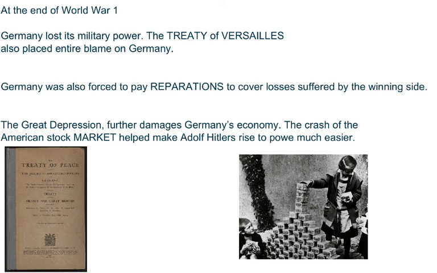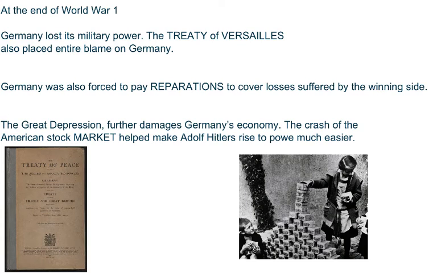Unfortunately, after World War I, the stock market crashed and the Great Depression happened, which further damaged Germany's economy. Now Germany is faced with high levels of unemployment. People don't have jobs. People are having a hard time feeding their families. Mothers are unfortunately giving their kids up for adoption because they can't pay to give them what they need. And the Great Depression not only happened in the United States, it happened globally. So it also affected Germany.